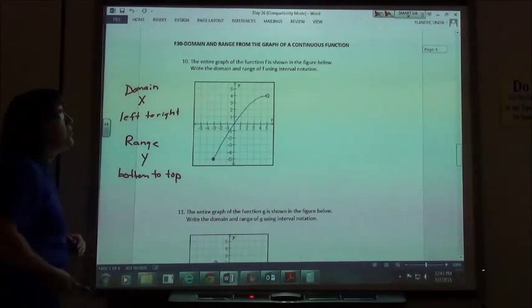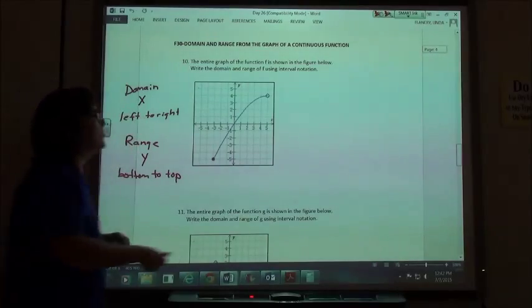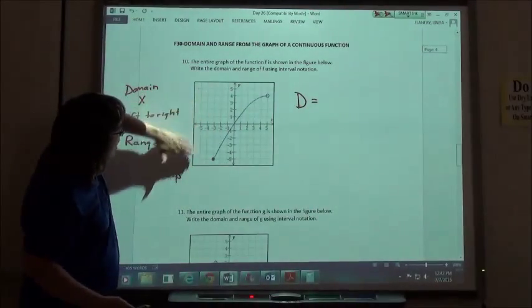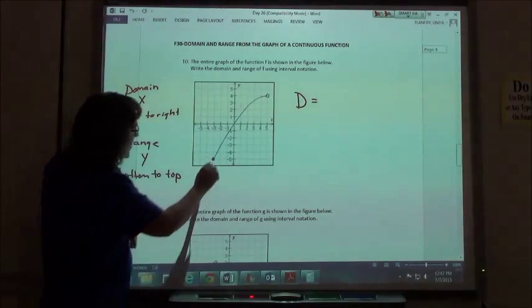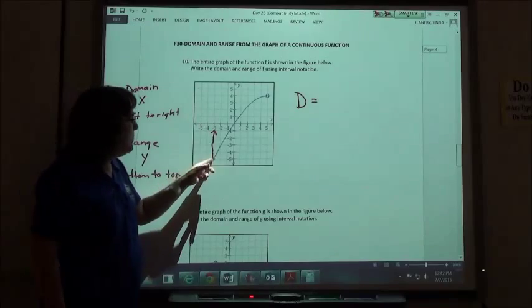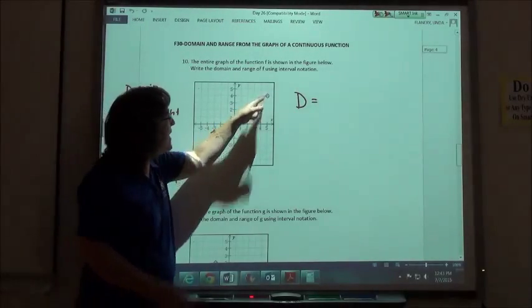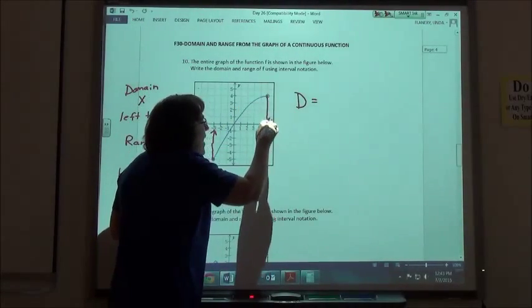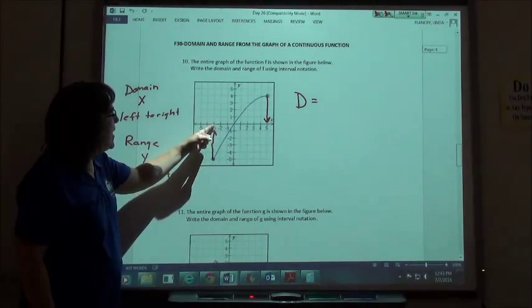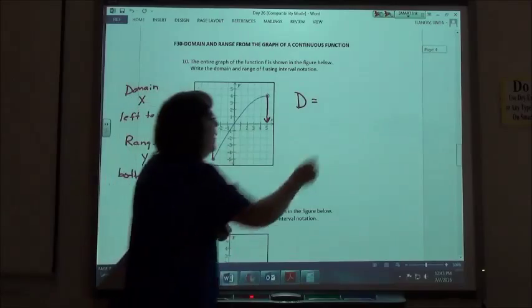So they're having you look at the graph and say, where do I have values for my domain? Well, if I look at my domain, I don't have any points back here. They start with this point here, which has an x value of -3. My line is continuous till it gets to here. The x value of that is 5. So my domain is going from -3 to 5.